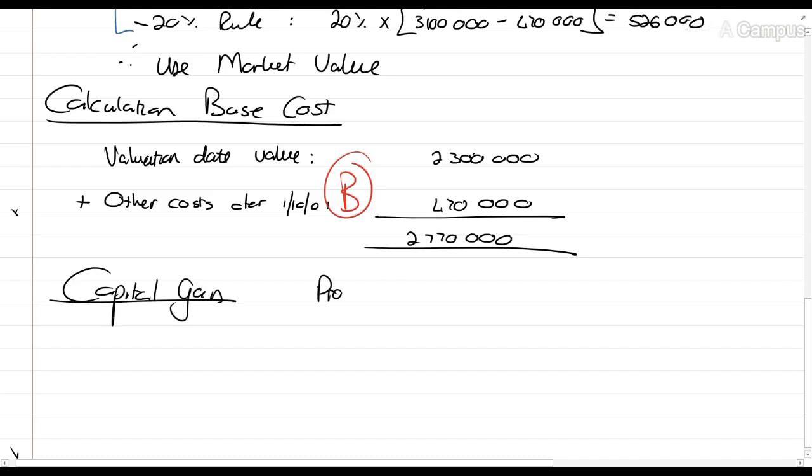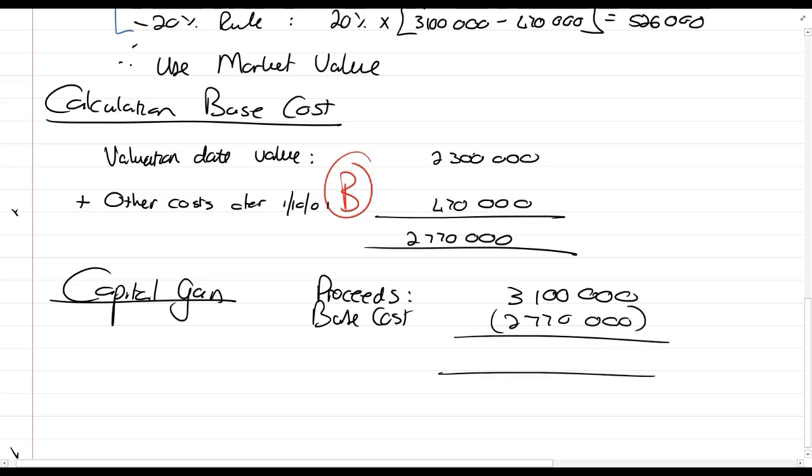So our capital gain is proceeds, which we know is 3.1, less the base cost, which we just calculated as 2,770, gives us our capital gain.